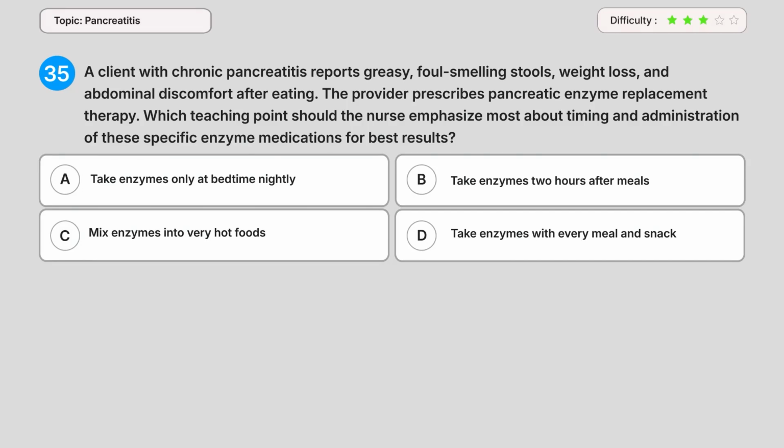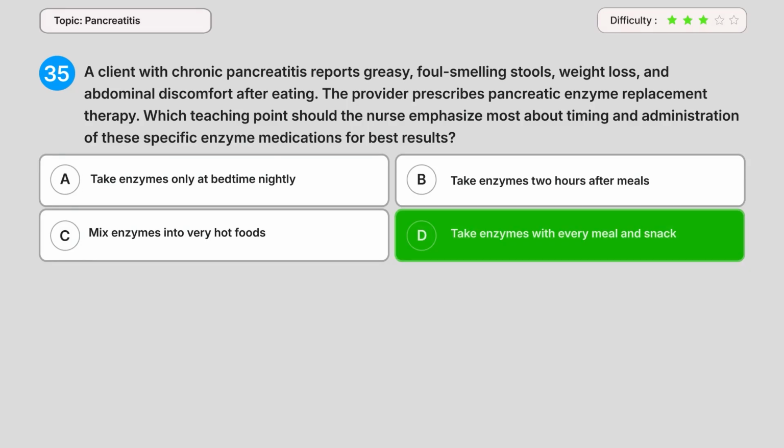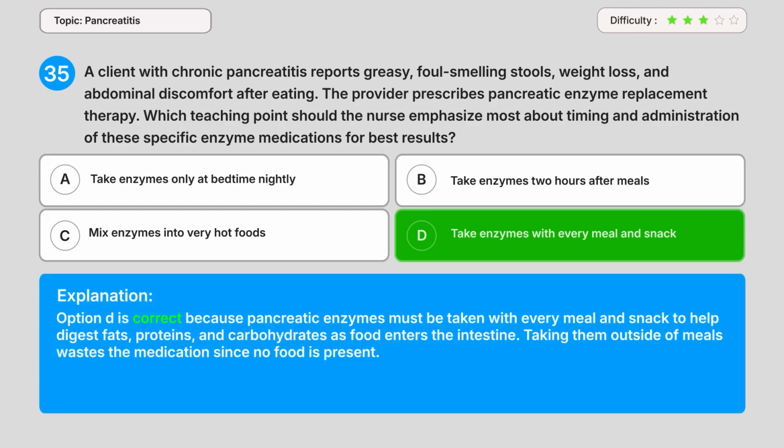Correct answer, D. Take enzymes with every meal and snack. Explanation. Option D is correct because pancreatic enzymes must be taken with every meal and snack to help digest fats, proteins, and carbohydrates as food enters the intestine. Taking them outside of meals wastes the medication since no food is present.